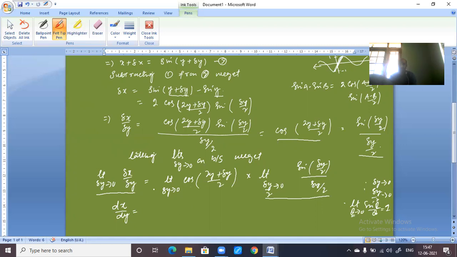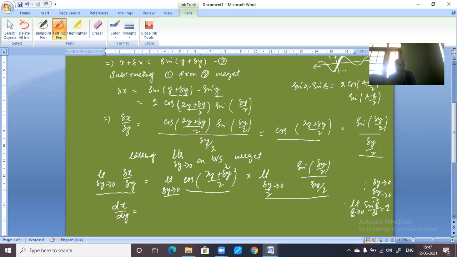Now one more important thing. Delta y tends to 0 is operating over this whole function, but I am giving delta y only to this. So it means that it is bypassing this cos, right? I can bypass this cos. Why can I bypass it? That is an important question, right? But here I will bypass it for some time.